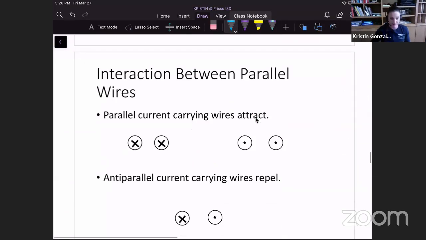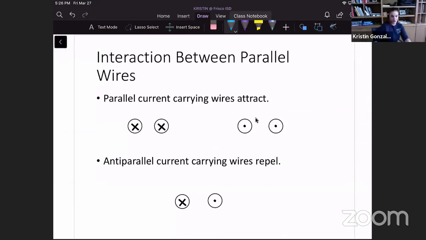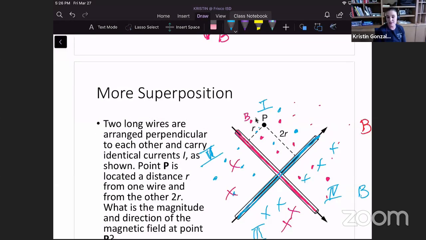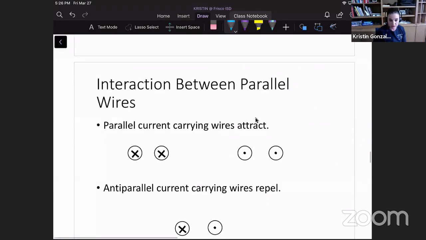And where that's kind of most important is when we have two wires and we're going to talk about the force. So that's the field. And why is that field important? Well, if I have a wire that has a current going through it that's in a magnetic field, what does it experience? It experiences a magnetic force. So if we look at these two wires, they're going to have a force on each other.